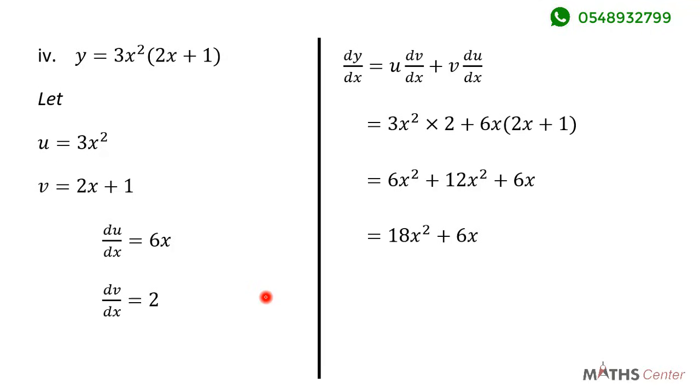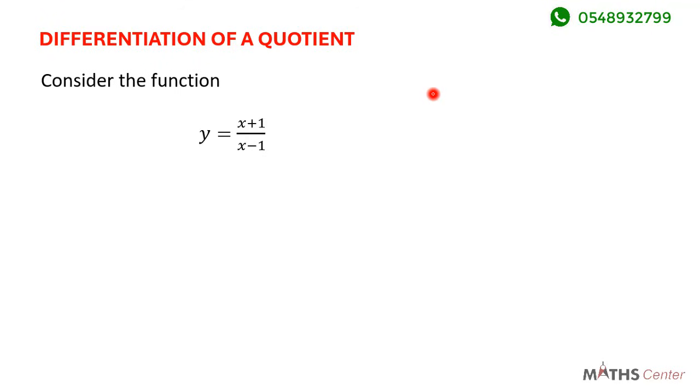We are now going to learn how to use the quotient rule to differentiate a function. Sometimes you'll be given a quotient and you will have to use the quotient rule to differentiate. We will learn how to do that. Differentiation of a quotient. Let's consider this function y is equal to x plus 1 divided by x minus 1. As you can clearly see here, this is a quotient. It involves a division sign. How do we differentiate this?